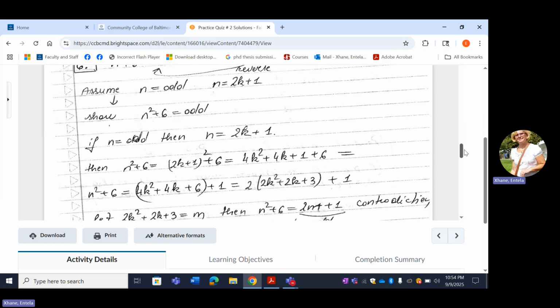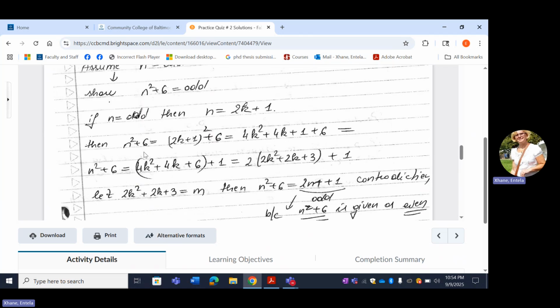So if n is odd, then n is 2k plus 1. Plugged in, we get n squared plus 6 becomes 2k plus 1, the quantity in parentheses squared, plus 6. Again, through foiling, this 2k plus 1 squared, which is 2k plus 1 times 2k plus 1, is 4k squared plus 4k plus 1, still plus 6. I can write this as 4k squared plus 4k plus 6 plus 1.